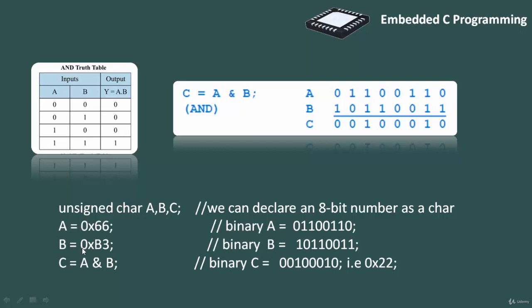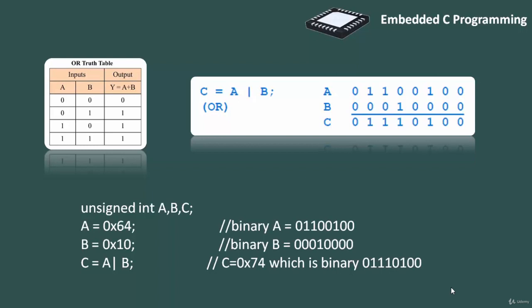If we do AND operation on these two variables, and if we collect the result in variable C, you will find the output in C is 0 0 1 0 0 0 1 0, that is 0x22. The first bit of A is ANDed with the first bit of B, the second bit of A with the second bit of B, and so on. So if we AND this, 0 AND 1 is 0, 1 AND 1 is 1, 1 AND 0 is 0, and so on, we get output C equals 0x22.